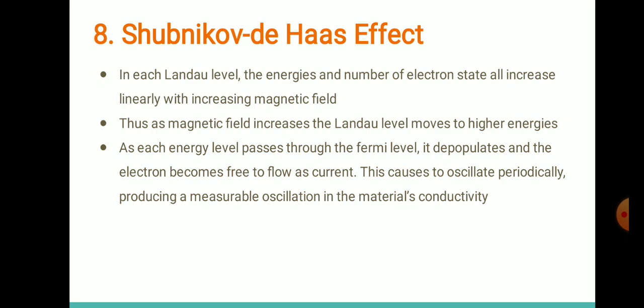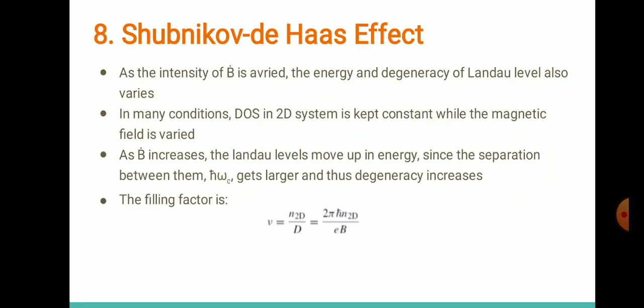So whenever your energy level, say En, passes your Fermi level, the energy level will lose its electrons and make them free, so that now the electrons flow as current, and this causes periodic oscillations, because at times the electrons are captured in the energy levels. Once it crosses the Fermi level, they flow. So this continuous motion generates periodic oscillations.